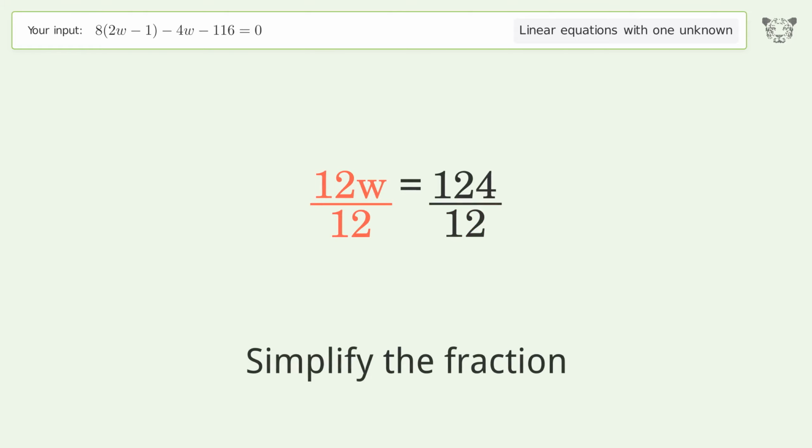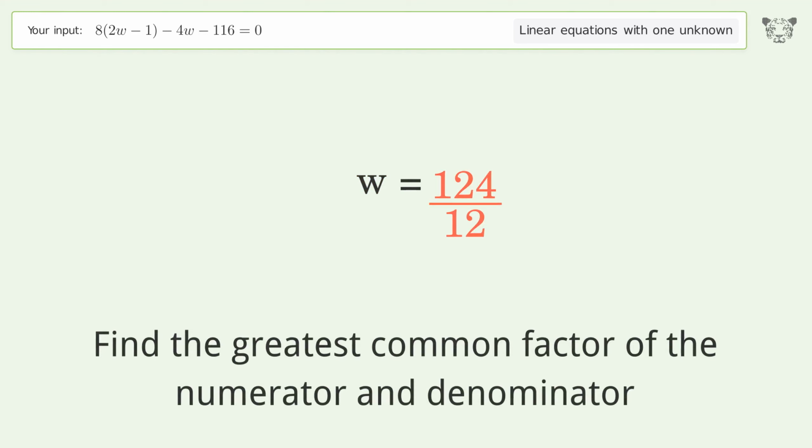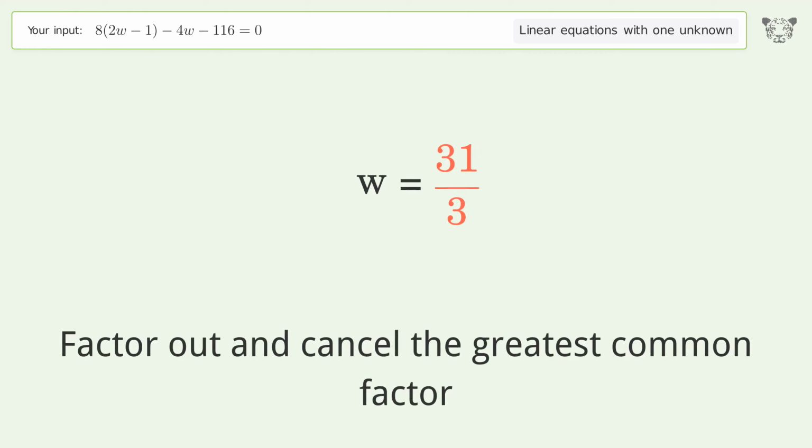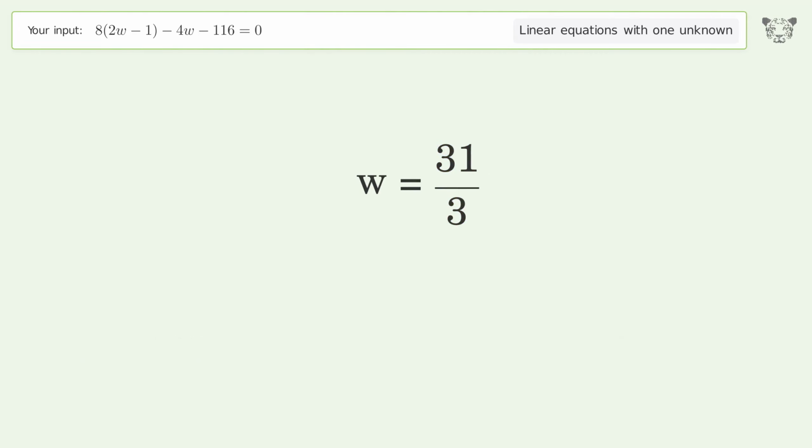Simplify the fraction. Find the greatest common factor of the numerator and denominator. Factor out and cancel the greatest common factor. And so the final result is w equals 31/3.